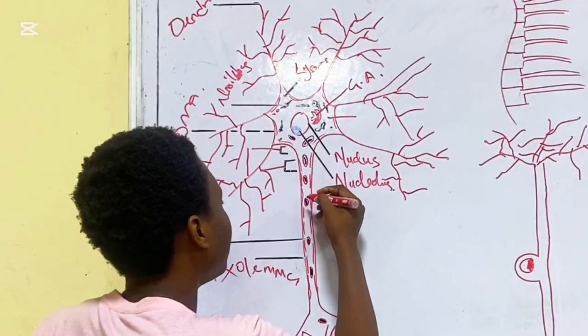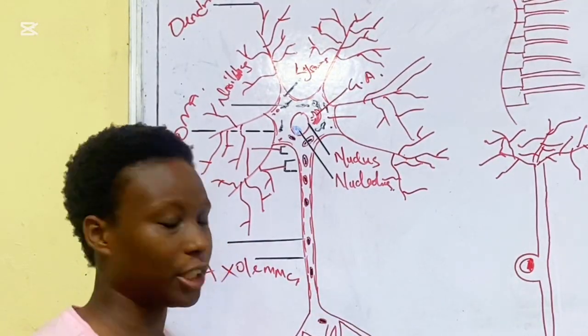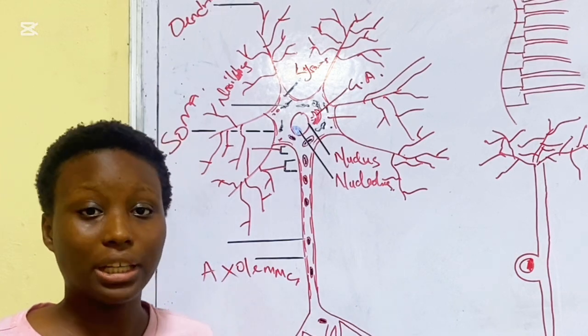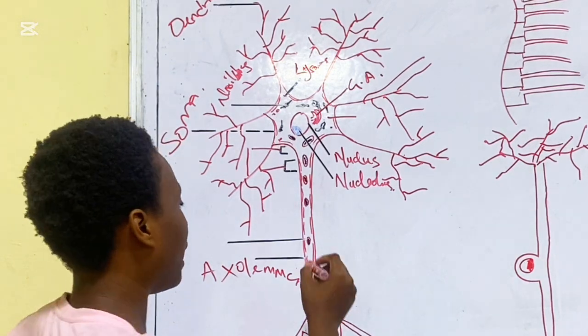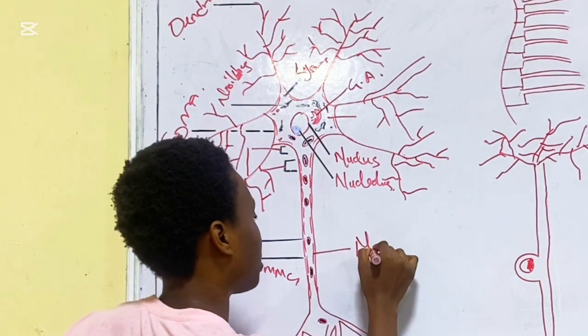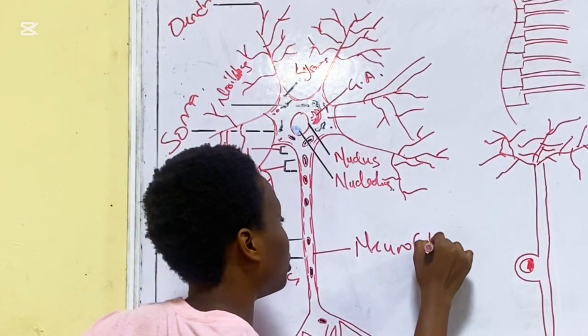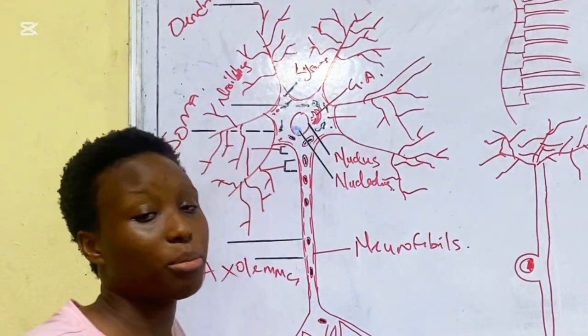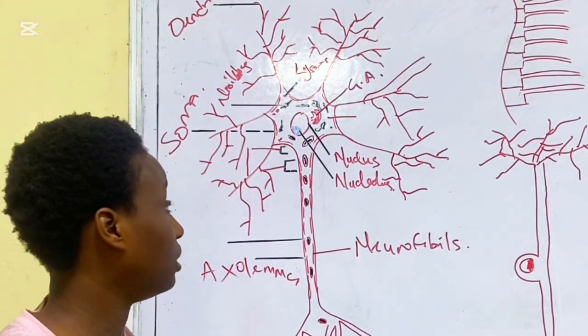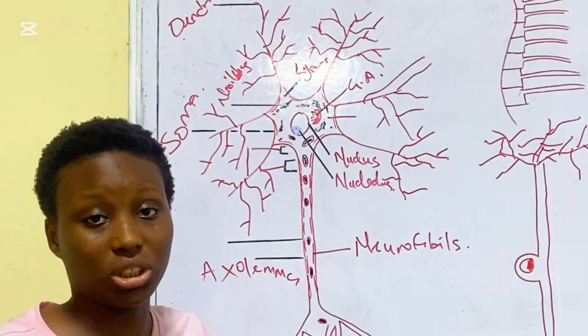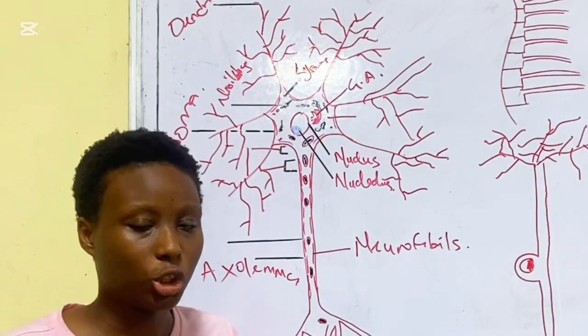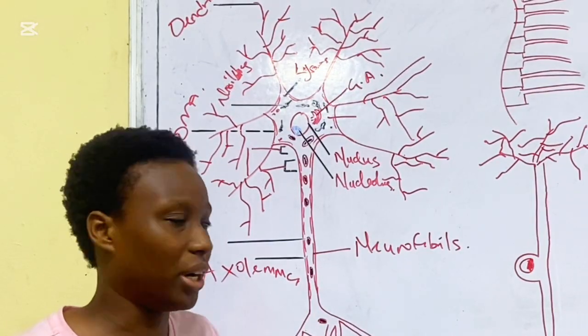Now, these lines, these dashes, weren't just for me to enhance my drawing. They are actually very important. They are called neurofibrils. The neurofibrils are part of the cytoskeleton of the nerve cell, and they function to give it that rigid structure, so that the axon is not just flying about.